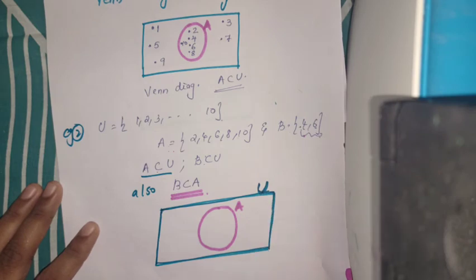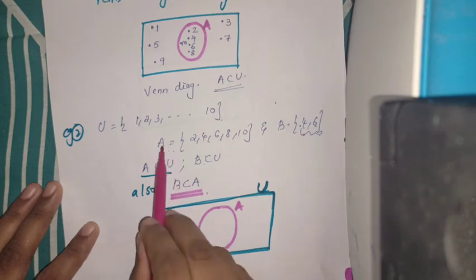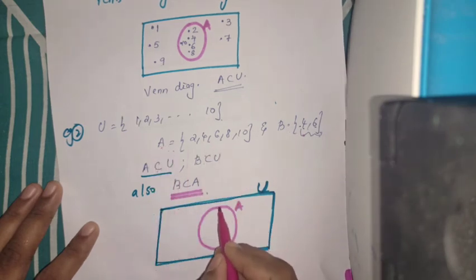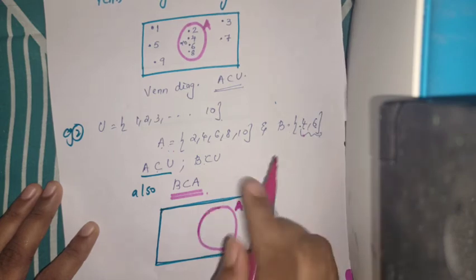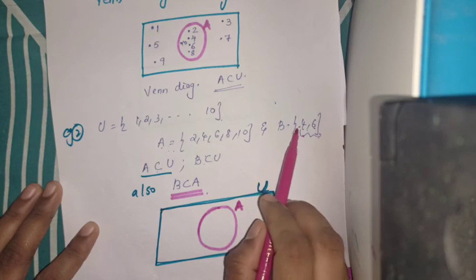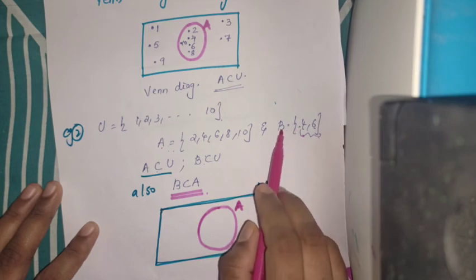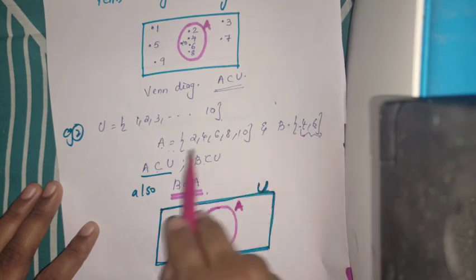So next we have two subsets. What are the two subsets here? A is one subset. So we draw a circle like this and denote it with the letter A. And we have another subset, B. What is the property of that B? B is also a subset of A.